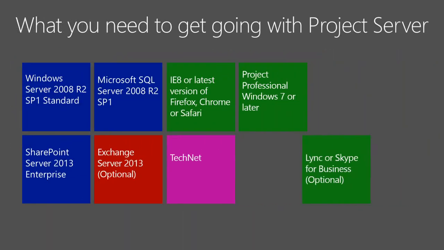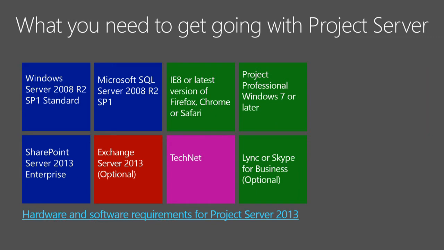Okay, so what do you need to get going with Project Server? The items in the blue are basically the minimum software requirements. Project Server 2013 will install on Windows Server 2008 R2 Service Pack 1 Standard Edition. You need to have Microsoft SQL Server 2008 R2 with Service Pack 1. And Project goes on top of SharePoint 2013 Enterprise. We don't support SharePoint Foundation Server. You can't install Project on top of that. You have to have SharePoint 2013 Enterprise.